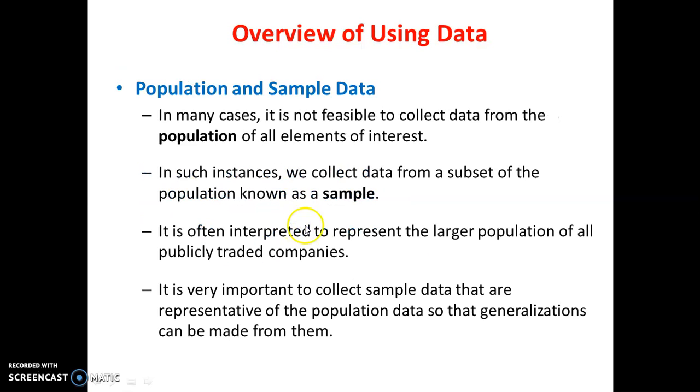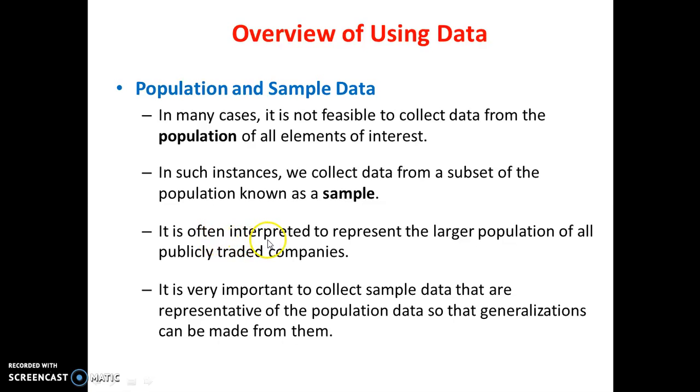Population and sample data. In many cases, it is not feasible to collect data from a population of all elements of interest. For example, if you want to collect data from the whole population, it is very difficult. It is not feasible. Instead of going for that, you can try to identify a subset of the population and take the data. If you take the data from the subset, then that will be called a sample. The second one is given: in such instances, we collect data from a subset of the population known as a sample.